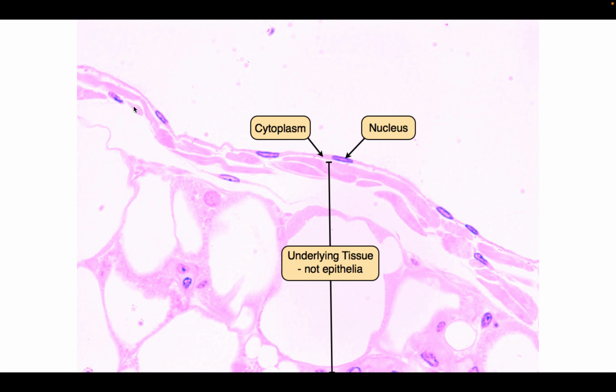Okay, one more diagram showing the simple squamous. This is all connective underneath, but the boundary between them would just be this white line that separates the squamous cells and the connective tissue.